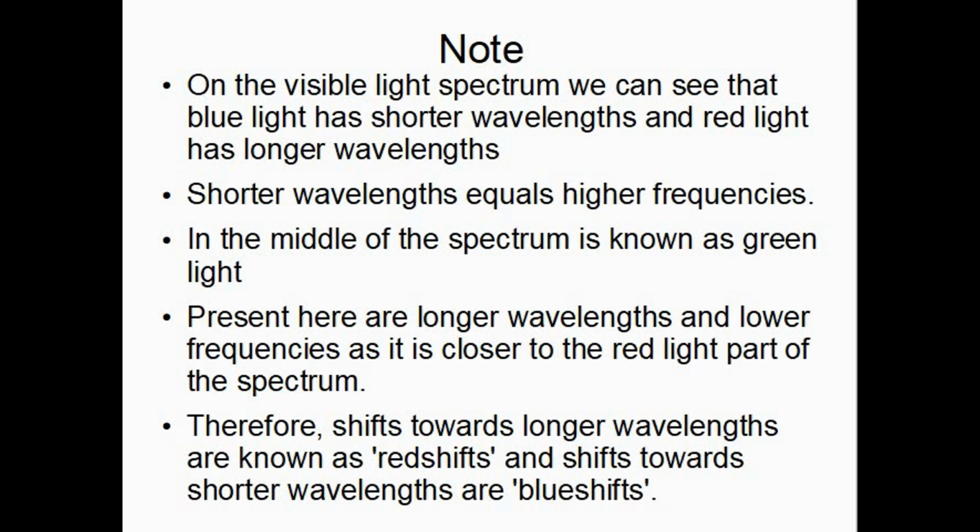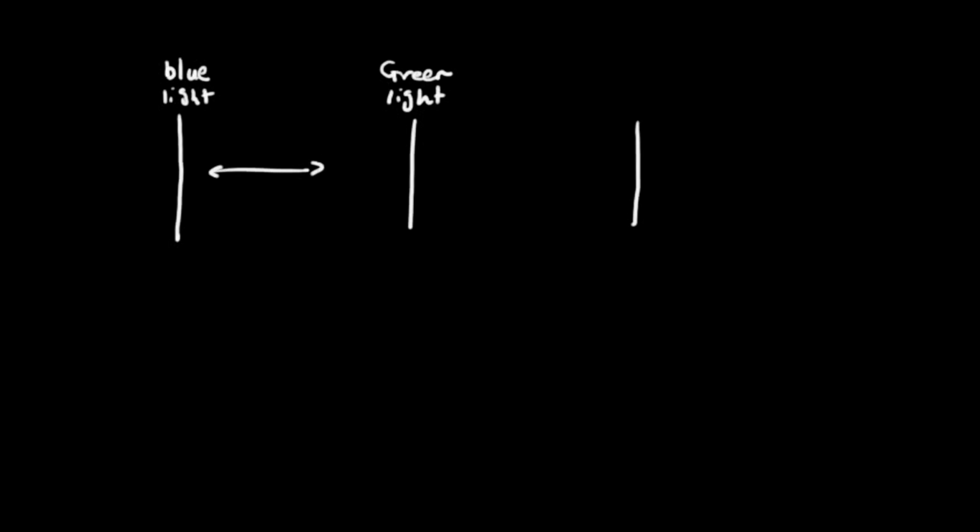Let me quickly draw a spectrum over here. On this side, we'll have blue light. In the middle is green light. In between, there are the other colors. We have maybe purple, we have yellow, and we have other colors here. And over here we have red light.